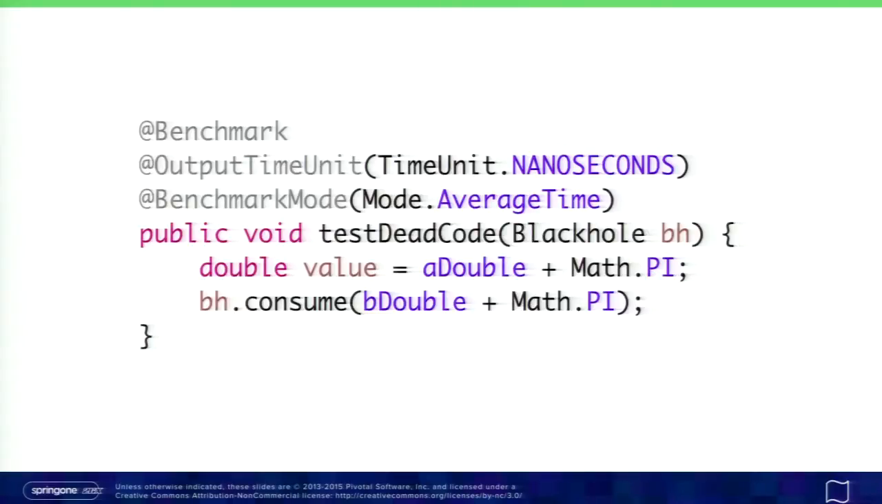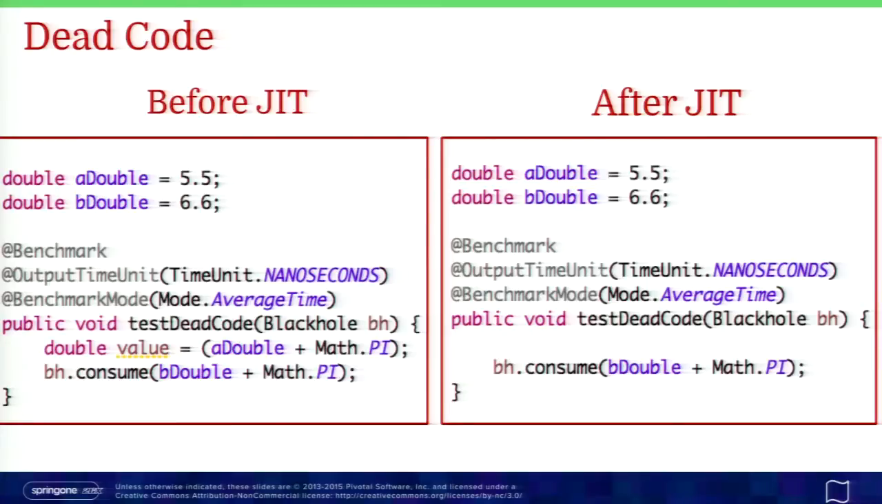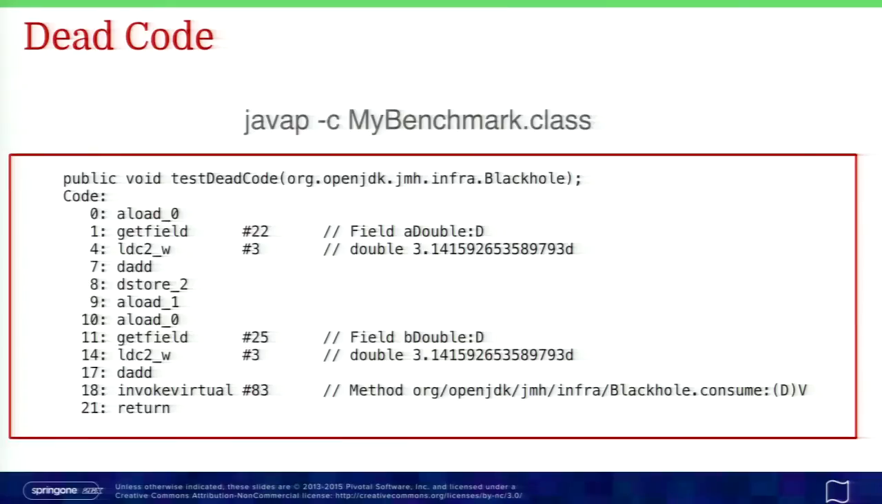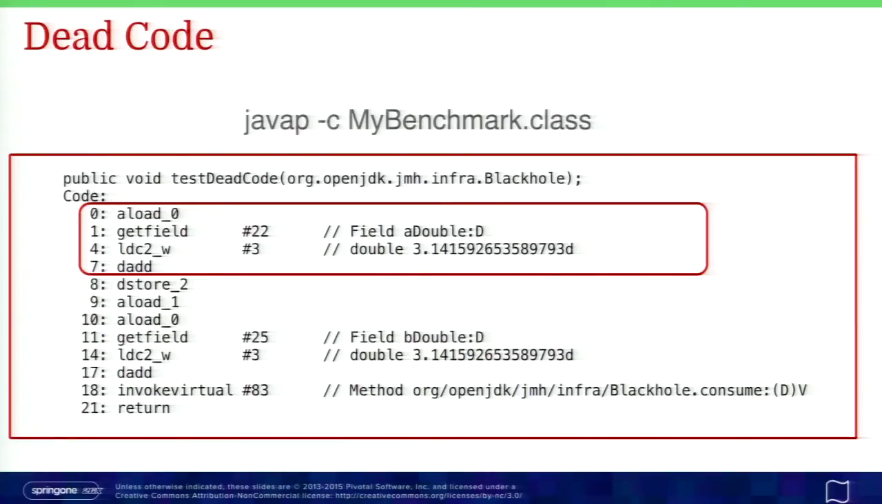So I can write another benchmark, testDeadCode. I have a value that's not being used at all, and then I have another value that is being consumed. So what I expect to happen is I have my before, which has the value of aDouble plus pi, and then I have my after. That code should just be taken out. The JIT should optimize it away and not do that work. So I can go back to javap, look at my bytecode. Sure enough, the code is still here. javap is not optimizing this away.